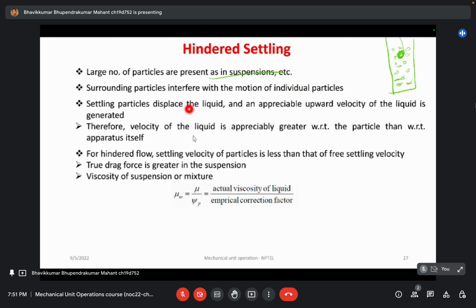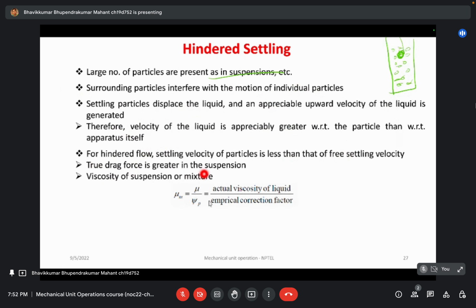The settling particle displaces the liquid, and an appreciable upward velocity of the liquid is generated. Therefore the velocity of the liquid is appreciably greater with respect to the particle than with respect to the apparatus itself. For hindered flow, the settling velocity of the particle is less than the free settling velocity. Obviously, with free settling there is no hindrance, no resistance, so the settling velocity is much higher.